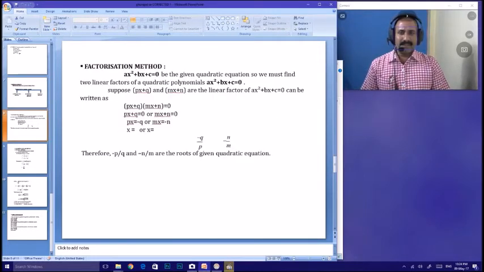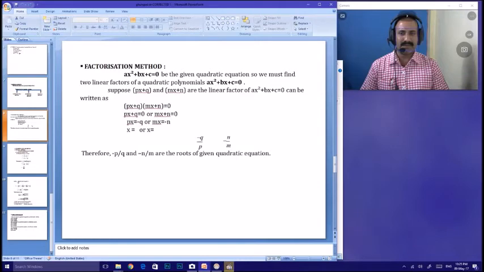Factorization method. In this method, ax square plus bx plus c equals to 0 is the given quadratic equation. So, we must find 2 linear factors of the quadratic polynomial ax square plus bx plus c. Suppose px plus q and mx plus n are the linear factors of ax square plus bx plus c equals to 0. It can be written as px plus q in the first bracket and another bracket mx plus n equals to 0. Px plus q equals to 0 or mx plus n equals to 0.